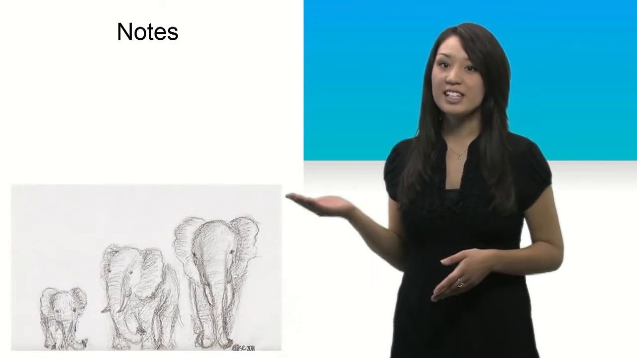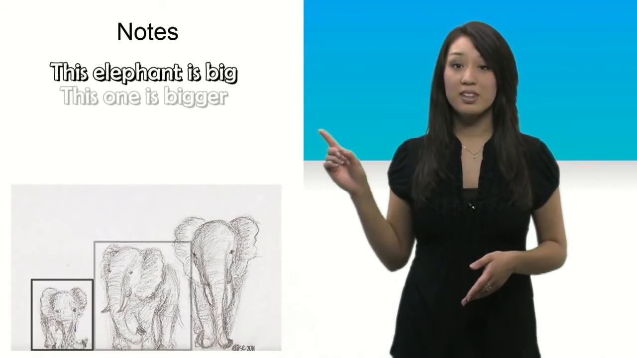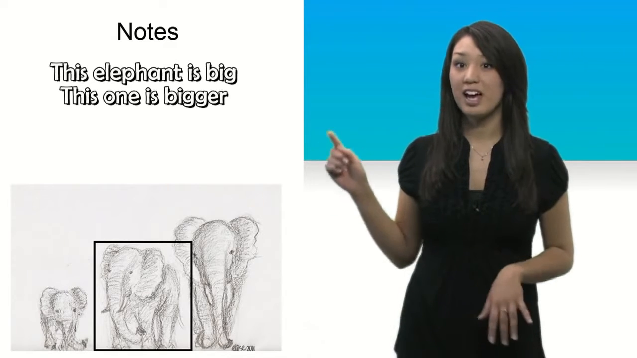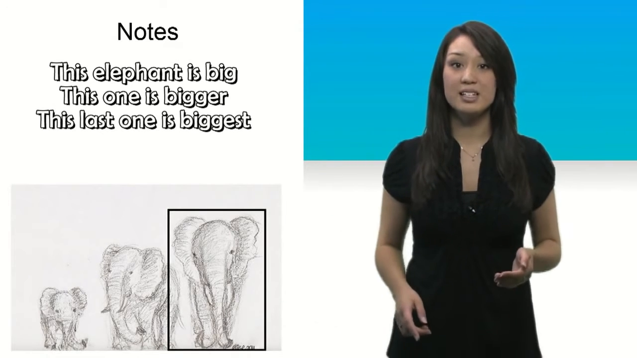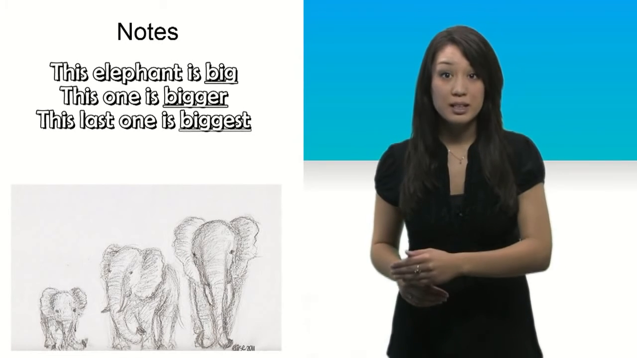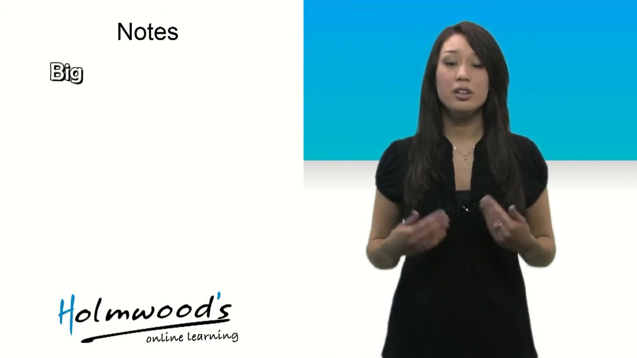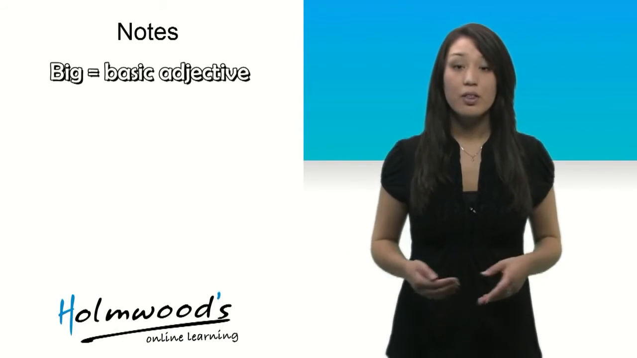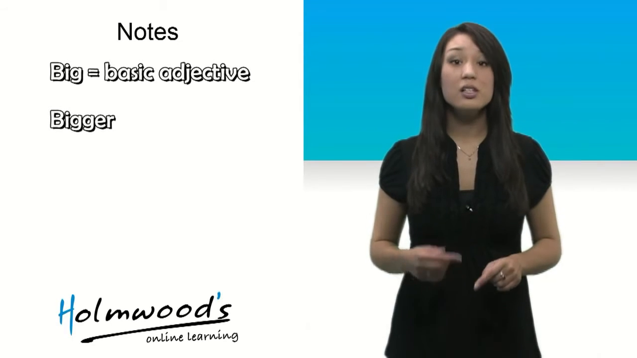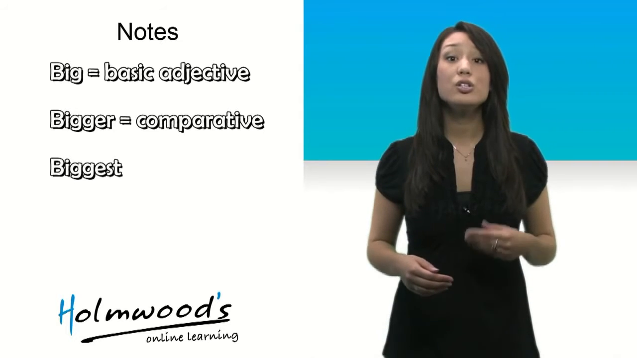For example, let's compare the size of these elephants. This elephant is big, but this one is bigger, and this last one is biggest. The words big, bigger, and biggest all say something about the elephant. The word big is called the basic adjective. The word bigger is the comparative. The word biggest is the superlative.